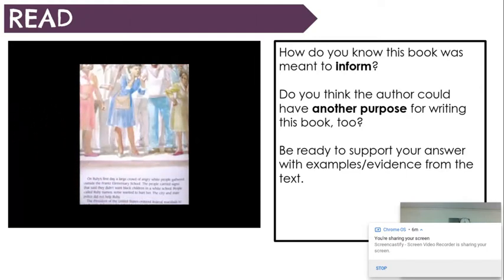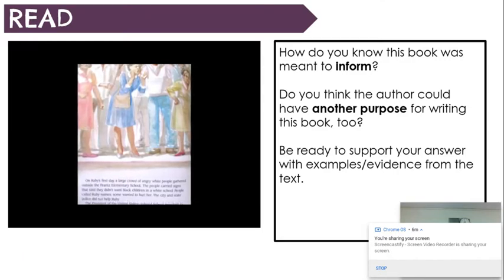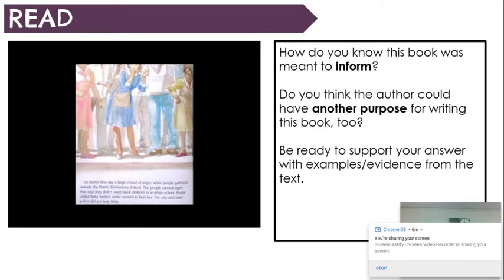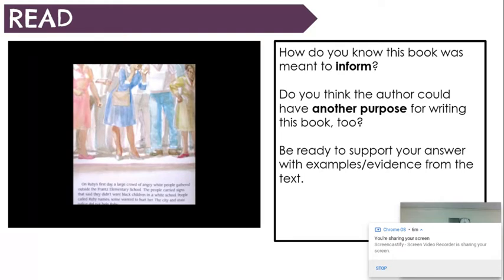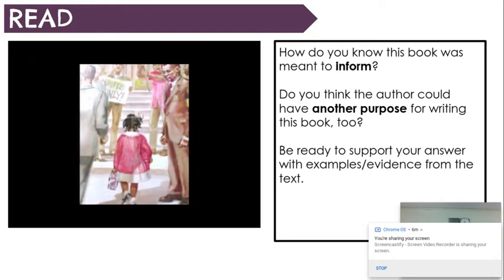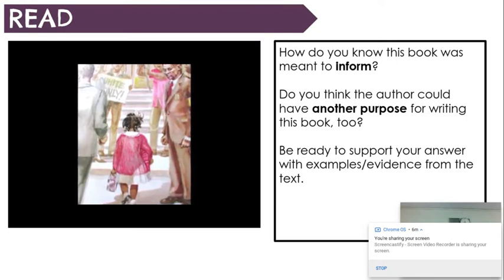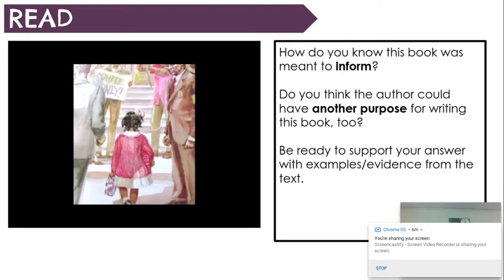On Ruby's first day, a large crowd of angry white people gathered outside the France Elementary School. The people carried signs that said they didn't want Black children in a white school. People called Ruby names. Some wanted to hurt her. The city and state police did not help Ruby. The President of the United States ordered federal marshals to walk with Ruby into the school building. The marshals carried guns.